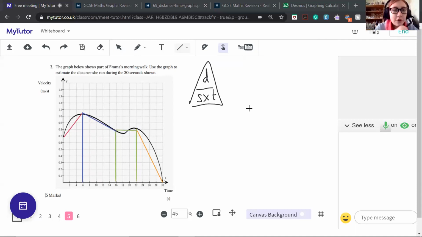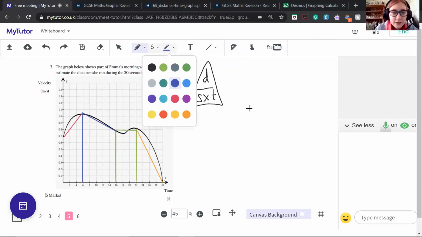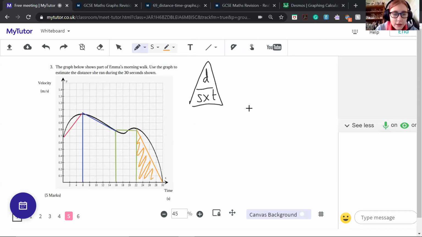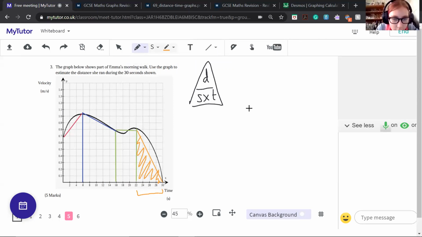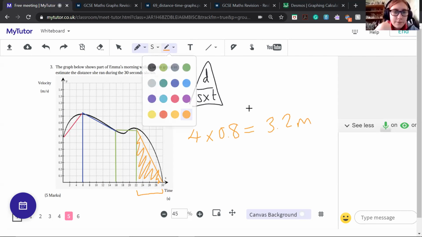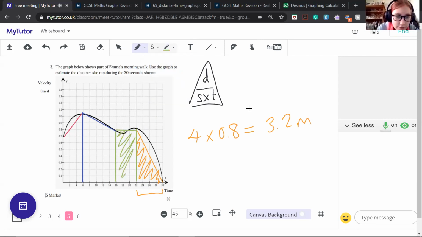So let's start off. I'm going to do these fairly quickly. Let's start off by looking at this orange one here. Area of a triangle, half base, that's currently 8. The important thing is, let's think about what the unit will be. We're doing meters per second times seconds, so it's going to give us an answer in meters. So half base times, well, the height goes up to 0.8. So this is the area of the orange one. The area of the green one, that's just a rectangle, that's good.